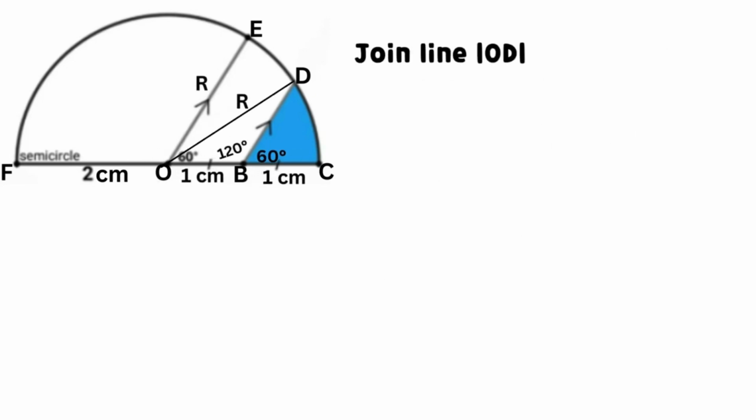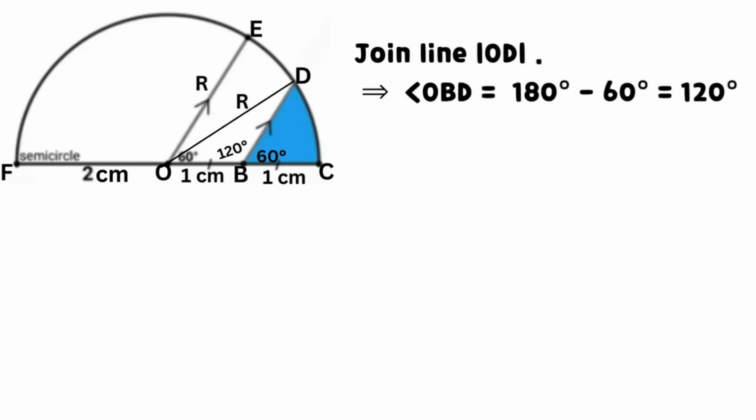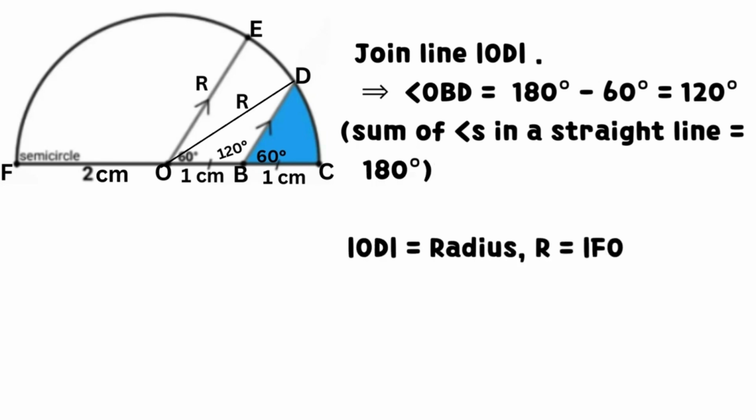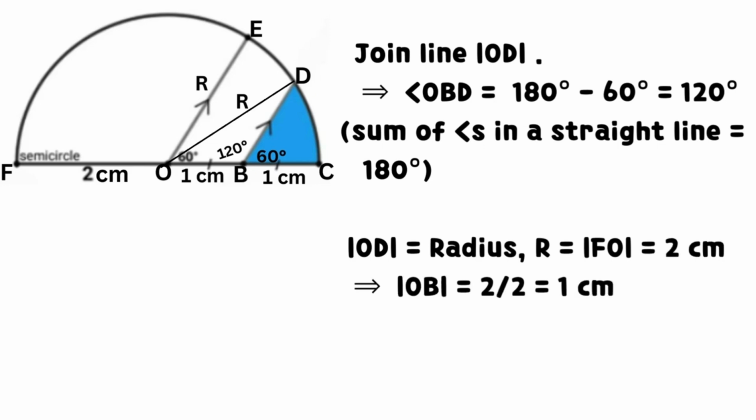Join line OD. It implies that angle OBD equals 180 degrees minus 60 degrees, which equals 120 degrees. This is because the sum of angles in a straight line equals 180 degrees. Line OD equals the radius r, which equals line FO, that is equal to 2 centimeters. Thus, line OB equals 1 centimeter.